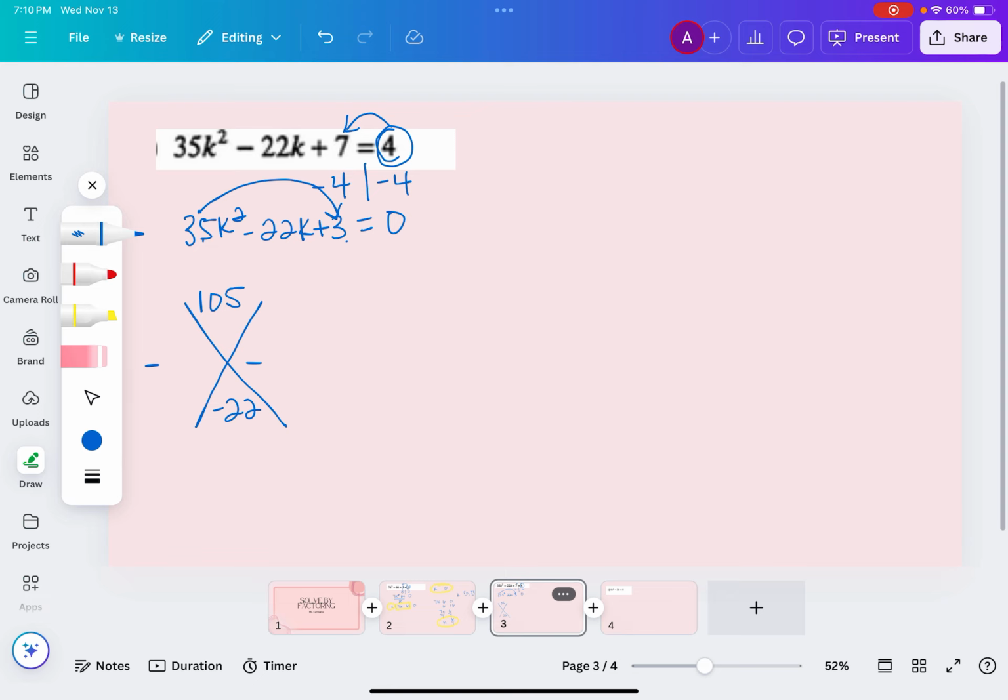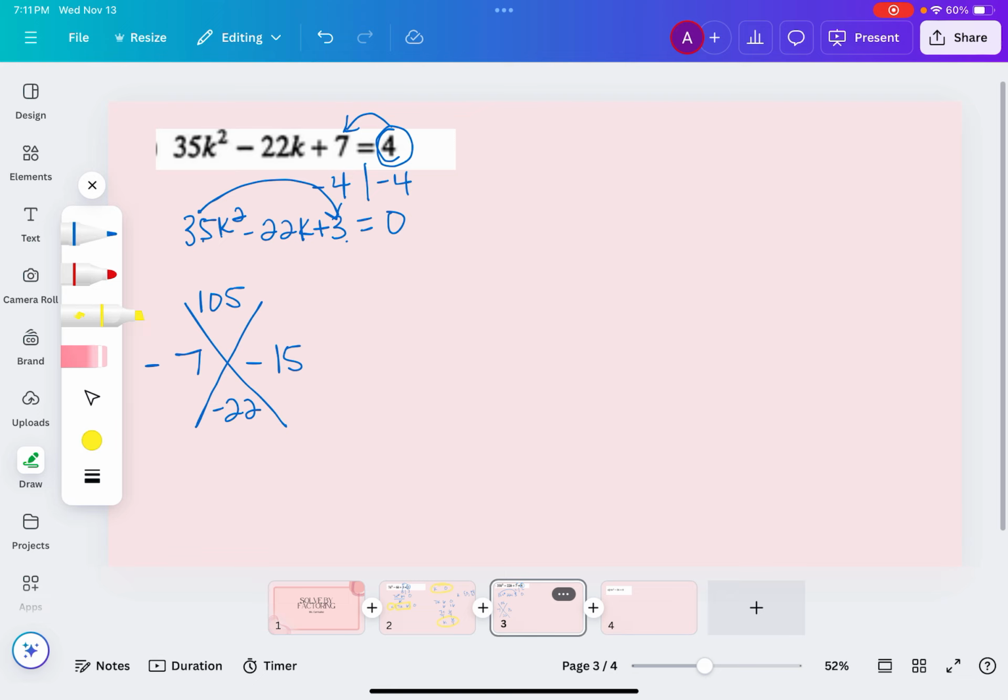So I'm looking for the factors of 105, which are 1 and 105, 3 and 35, 5 and 21. And I'm adding these. So 5 plus 21 would be 26. So it doesn't work. And then 7 and 15. And does 15 plus 7 give us 22? Yes, it does. So that's good.